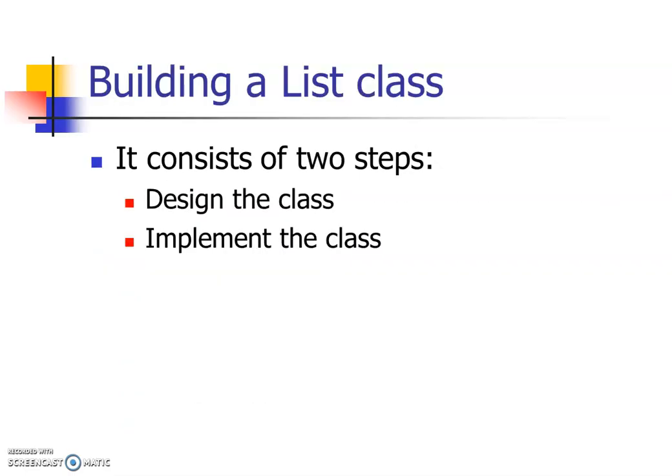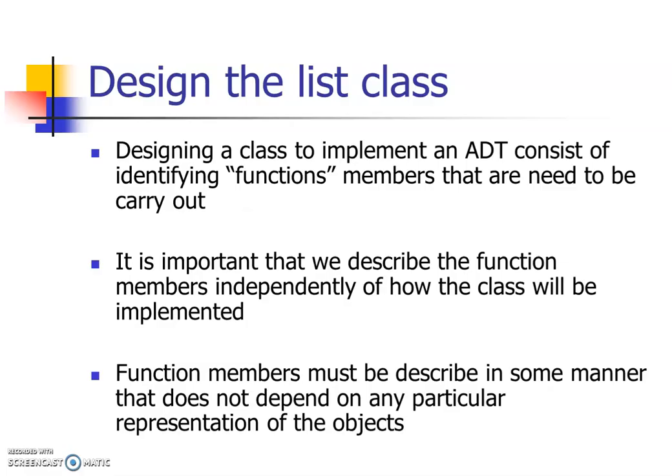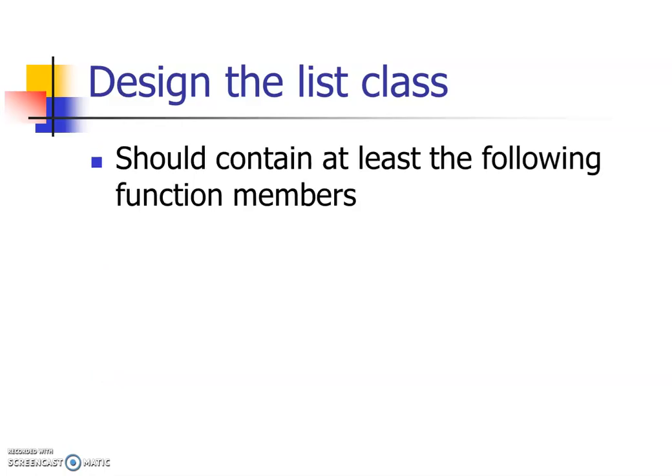So in order to build a list class, it consists of 2 steps. One is the design, and that is the previous slide, the design phase. And then we will move into the implementation phase of the class. Design to implement an ADT consists of identifying the functions of the members that need to be carried out. It is important that we describe the function members independently of how the class will be implemented, because that is simply a design phase. Function members must be described in a manner that does not depend on any particular representation of the objects.